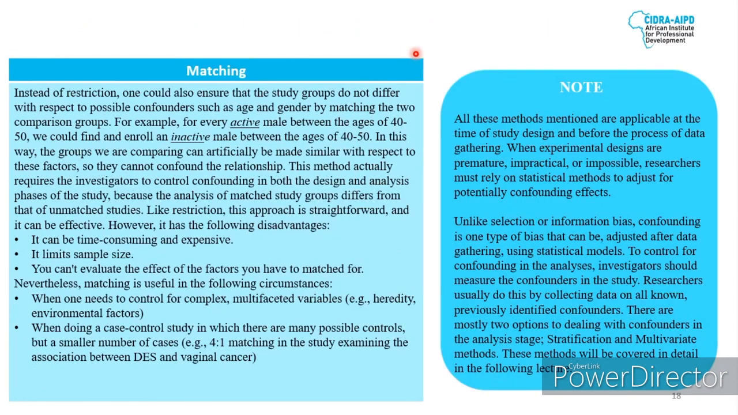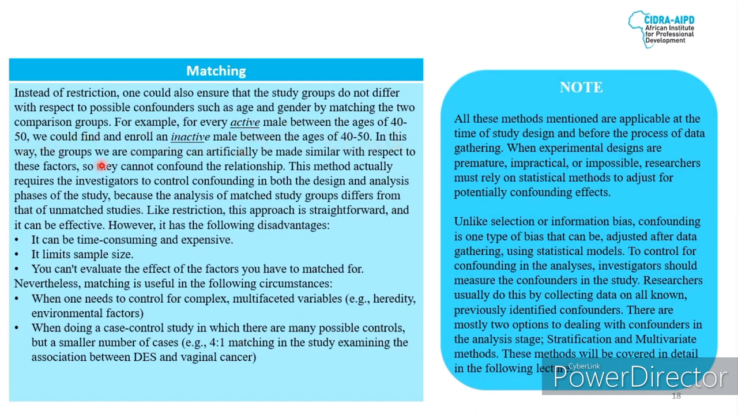So the third way that we can control for confounding is matching. Instead of restriction, one could also ensure that the study groups do not differ with respect to possible confounders, such as age and gender, by matching the two comparison groups. For example, for every active male between the ages of 40 to 50, we could find and enroll an inactive male between the ages of 40 to 50.